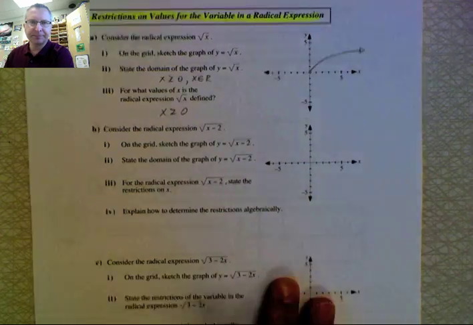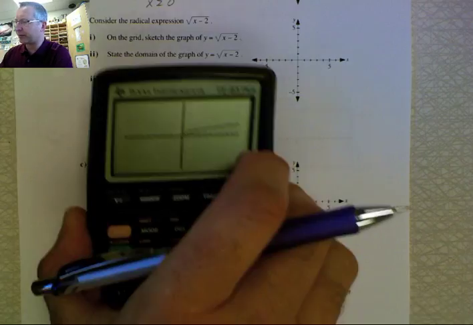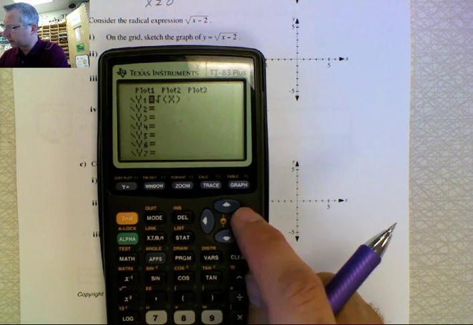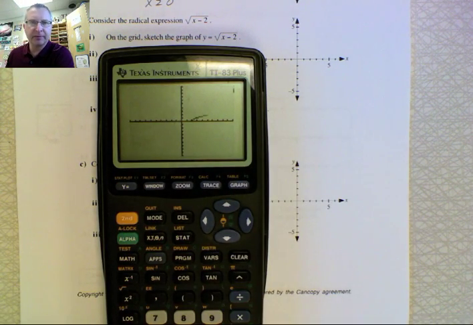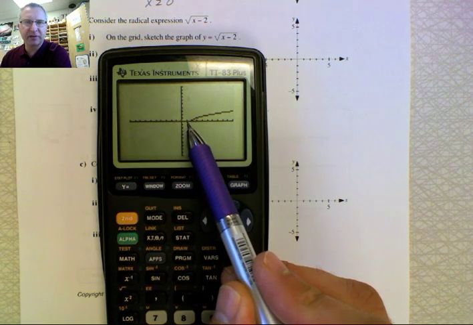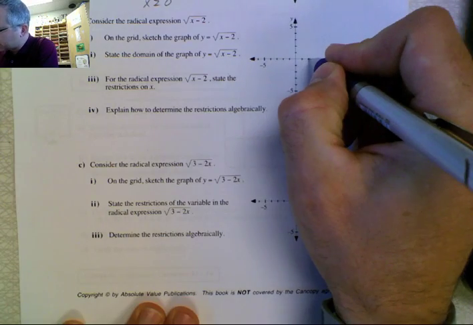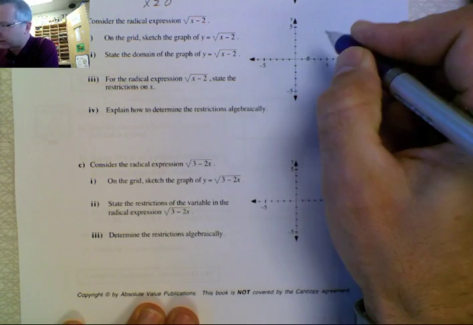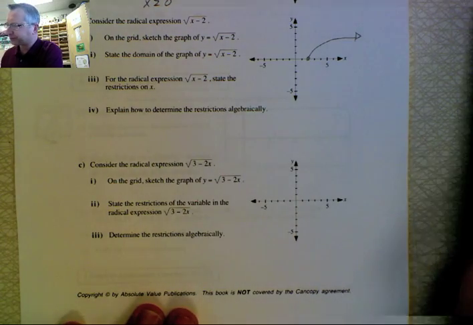Now, we're going to look at a different graph. We're going to look at the square root of x minus 2. So I'm going to go in here and graph the square root of x minus 2. What you're going to notice is this looks similar, except this graph starts at 2 on the x-axis. So if we make a sketch of this, at 2 on the x-axis, we're going to put a dot, and we're going to sketch this. It's going up and to the right.